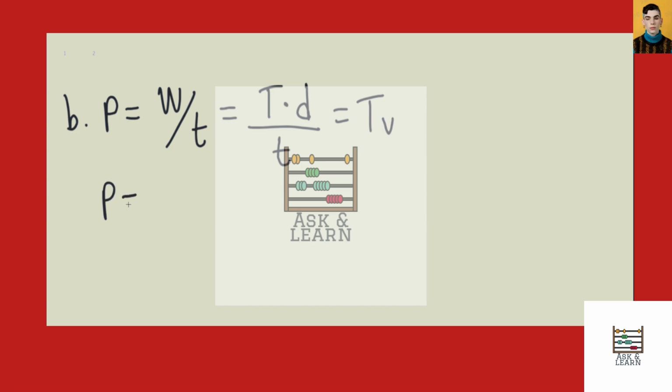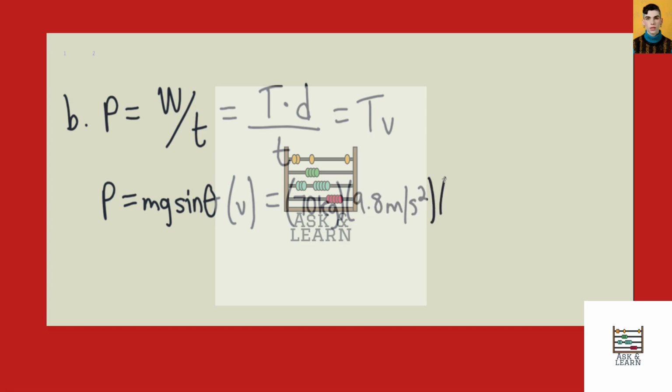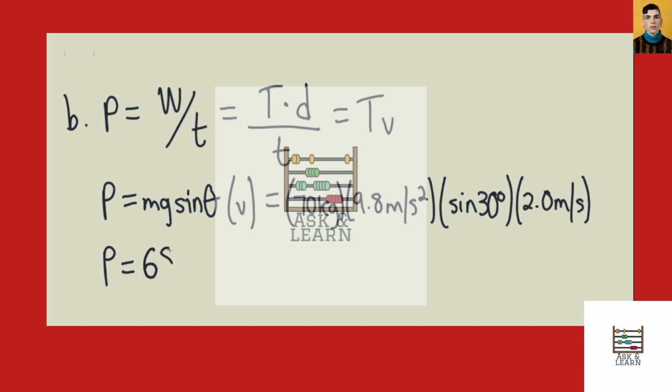And so we can say that the power delivered, or the power supplied to the skier, in order to have the skier travel up the incline, up the mountain, would equal mg sine of theta multiplied by the velocity v. So this would equal 70 kilograms multiplied by 9.8 meters per second squared multiplied by sine of 30 degrees multiplied by 2.0 meters per second. And we find that the power is equal to 686 watts. This would be our final answer.